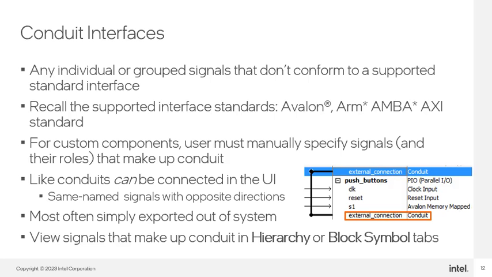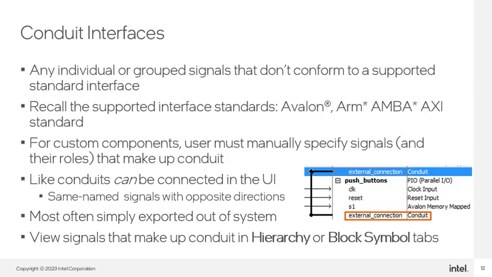The final type of interfaces to be aware of are conduits. Conduit interfaces in Platform Designer represent any non-standard interface types or signal groups. They can contain any arbitrary signal or collection of signals. Conduits appear right along with standard interfaces for a component in the System View or System Contents tab. While conduits can be connected to other conduits with the same signals using two connection dots as shown, they are usually exported out of the system to be connected externally.